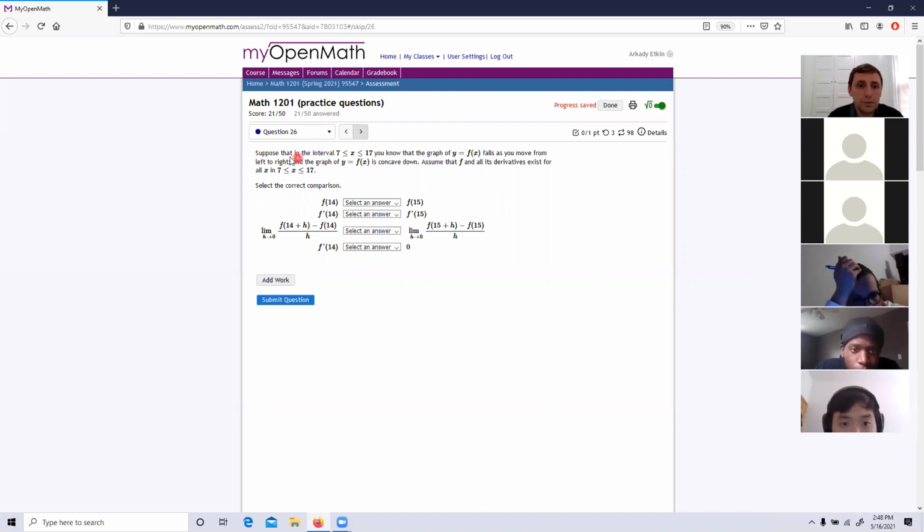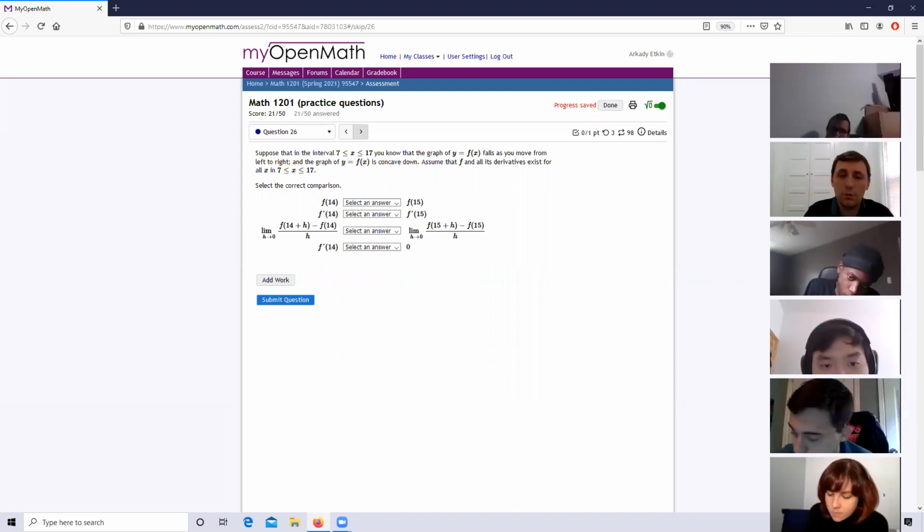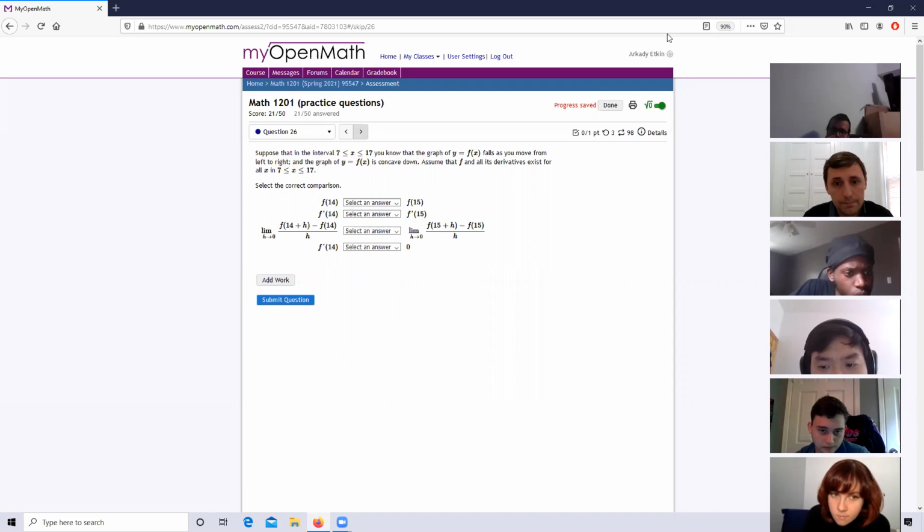All right, so 26, suppose that in the interval from 7 to 17, you know that the graph of f falls as you move from left to right. Okay, and the graph is concave down. So for concavity, look into my videos from the semester that I showed you. We need to try to finish this thing and then deal with it.